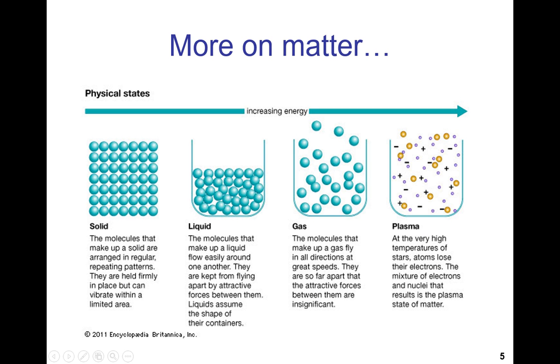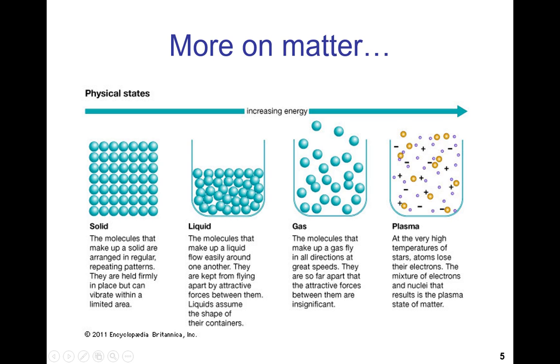So more on matter. There are some generalizations for each different type. If something is a solid, the molecules that make up a solid are arranged in regular repeating patterns, held firmly in place but can vibrate within a limited area. If something is liquid, then these molecules flow more easily around one another, and they're kept from flying apart by attractive forces between them. We'll see hydrogen bonding in water as an example of this. And liquids are going to assume the shape of their containers.